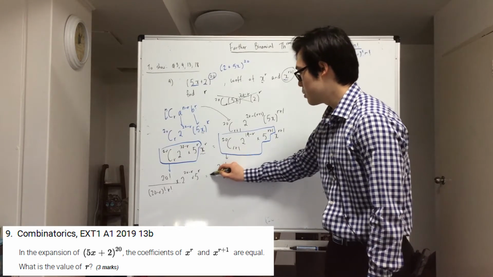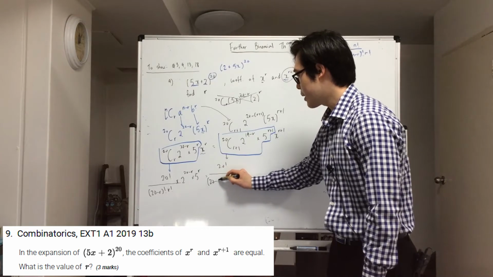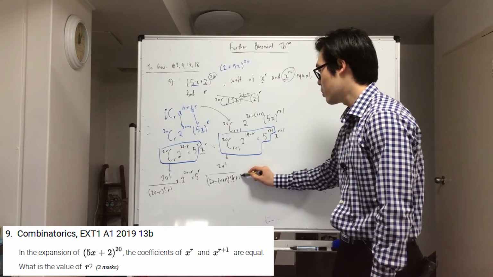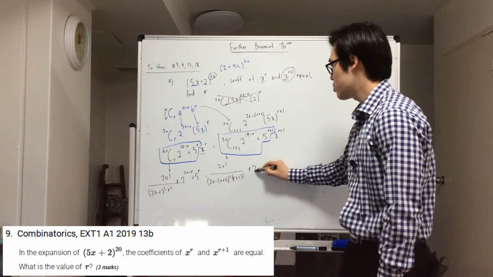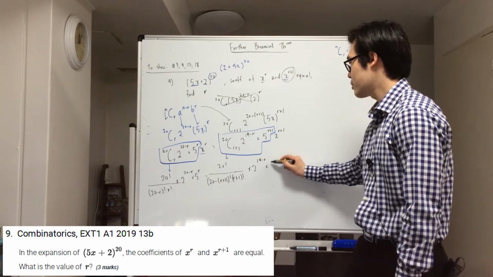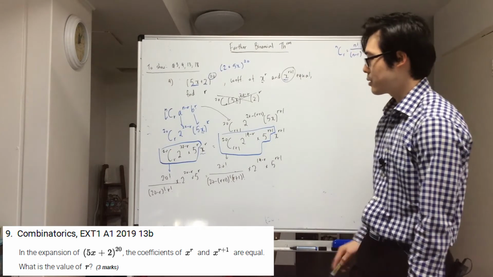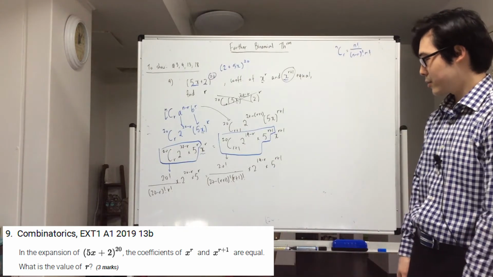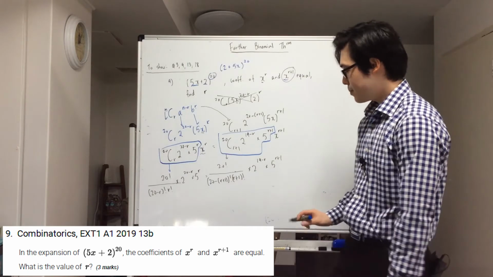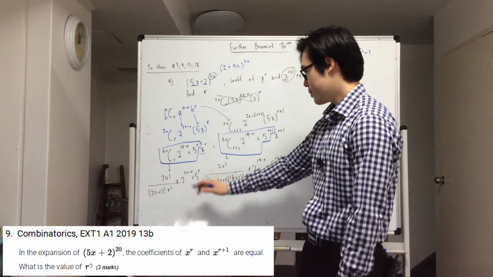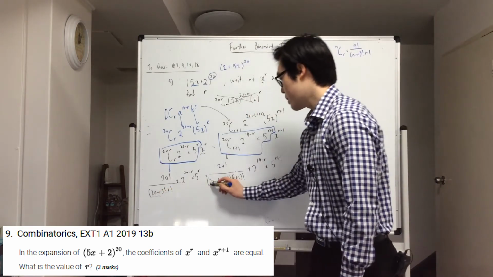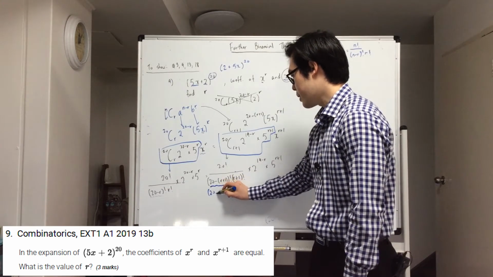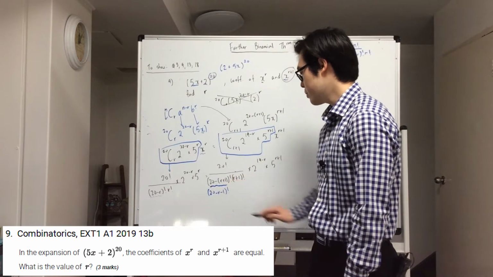20 factorial over 20 take away bracket r plus 1 bracket factorial, r plus 1 factorial, times 2 to the power of 19 minus r times 5 to the power of r plus 1. Alright, so we got to equate this and find r. Looks really disgusting. So what to do? Okay, so let's compare the denominators one at a time again. So this is 20 minus r minus 1 factorial.